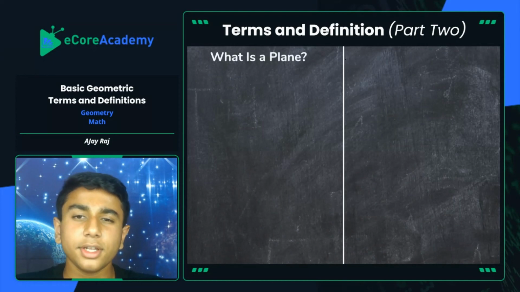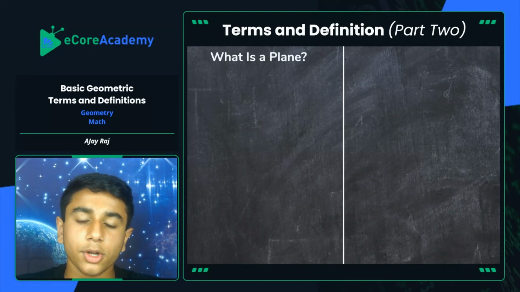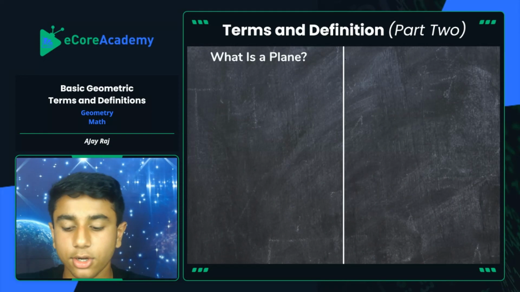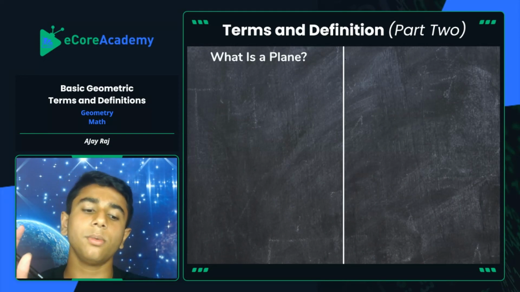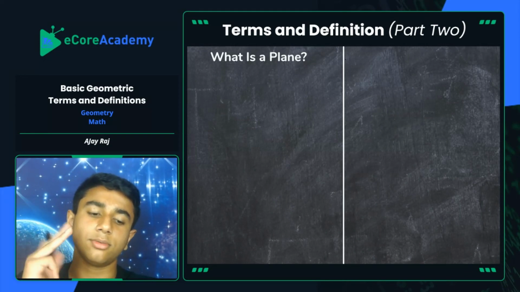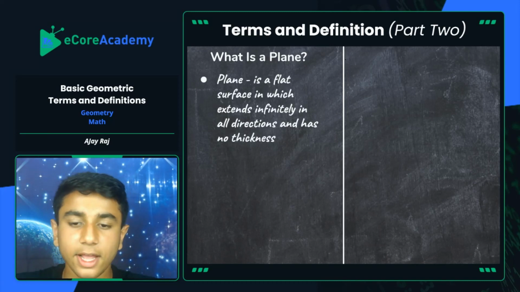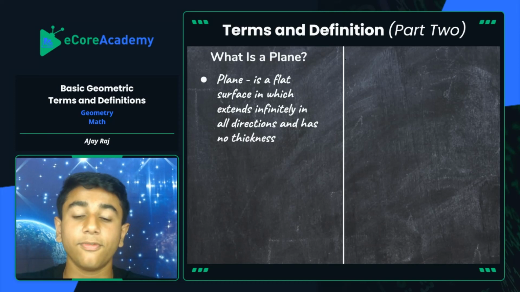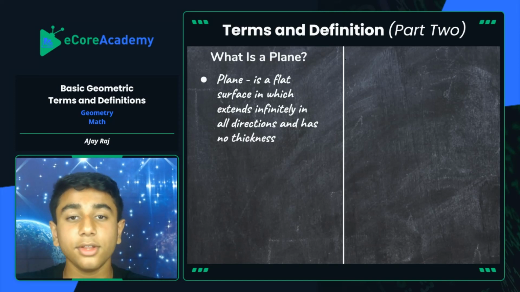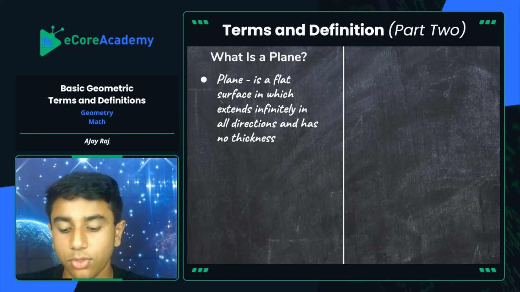For the third definition that we have, we're going to discover what a plane is. So we started off with what a point was, what a line was. Now we're going to move on to what a plane is, which is a bit more complex of a figure. So what is a plane? A plane is a flat surface which extends infinitely in all directions and has no thickness.